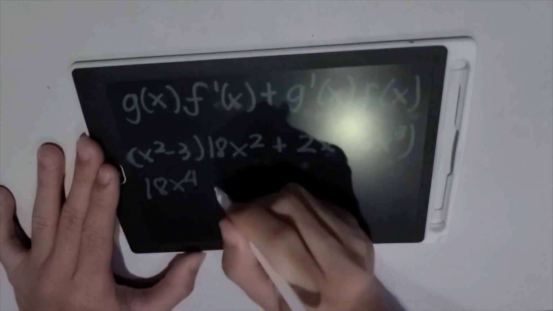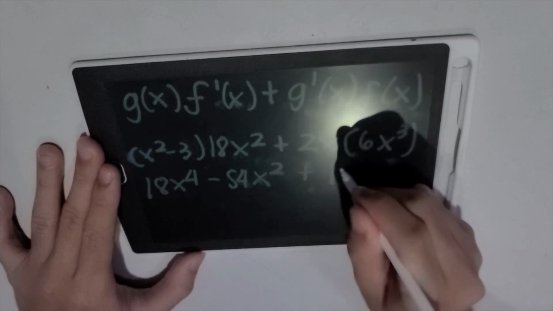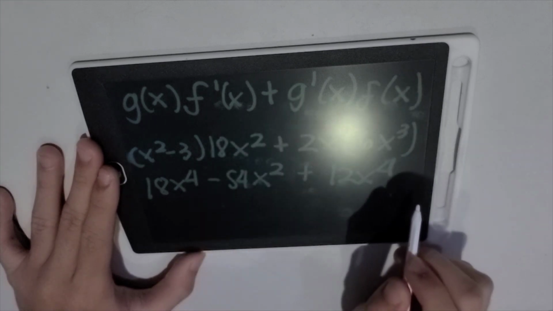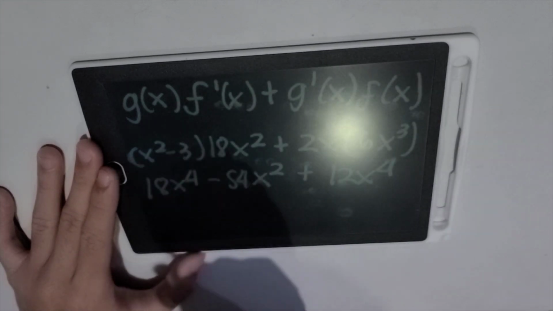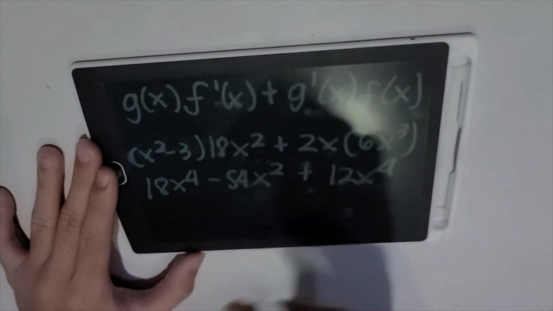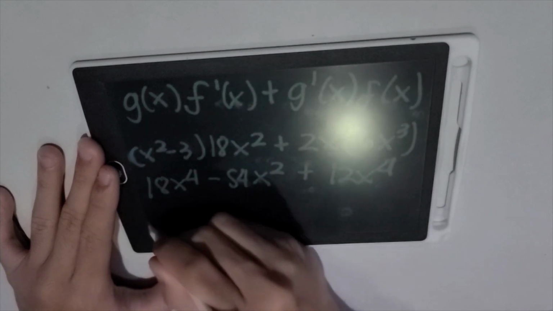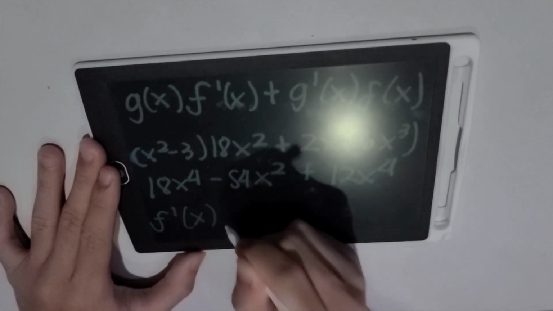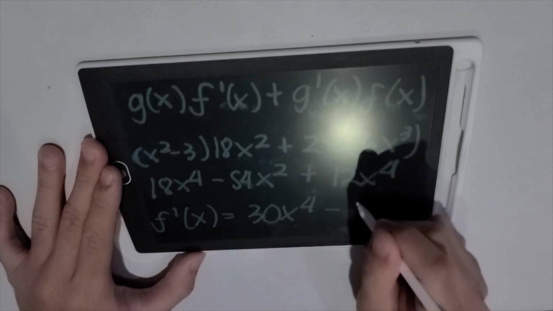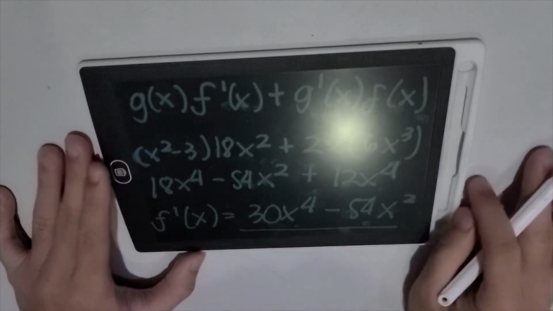18x raised to 4 minus 54x squared plus 12x raised to 4. As you can see here, we can combine like terms, which are 18x raised to 4 and 12x raised to 4. So basically, we'll just have to add them, which the answer will be f prime of x is 30x raised to 4 minus 54x squared. This is our final answer.